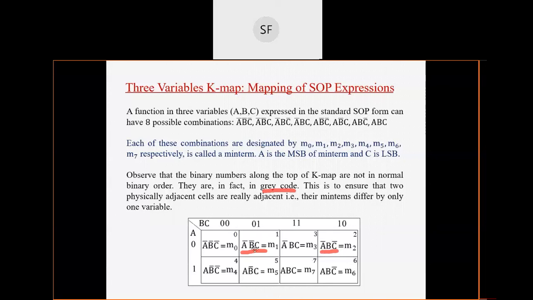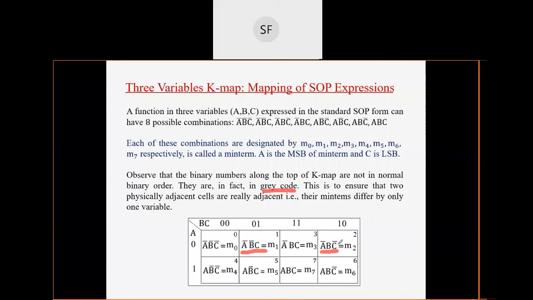Now you can observe A bar is constant here in both. That's fine. But B bar is changing and C is also changing. So variables B and C both are changing. So this cannot be adjacent cells. So hence we have not placed 1 0 here. Why? Because this cell and this cell are not adjacent.